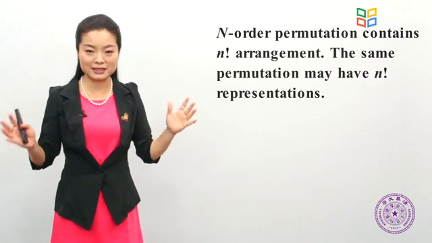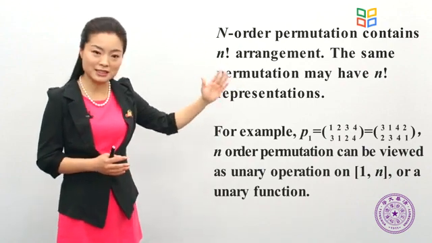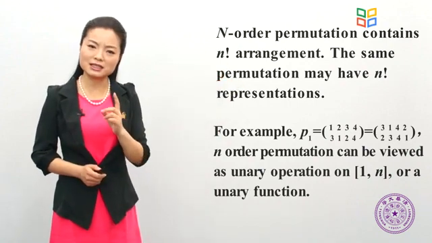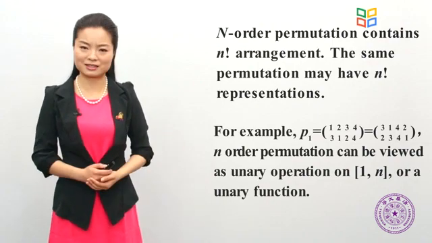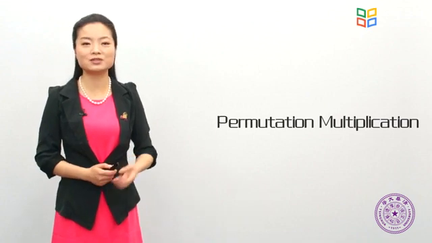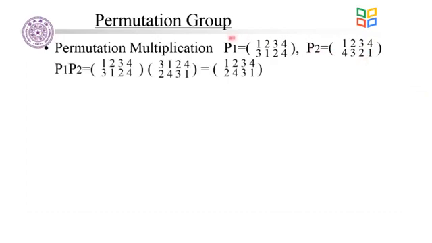Therefore, all the permutations of a set can form a group G. And corresponding to all of the permutations of the set, what should the operation be? We have defined permutation multiplication. We already have two permutations. P1: 1 turns to 3, 2 to 1, 3 to 2, 4 transforms into 4. And there is another, P2: 1 turns to 4, 2 to 3, 3 to 2, 4 to 1. Now, let's take a look at how to perform permutation multiplication.